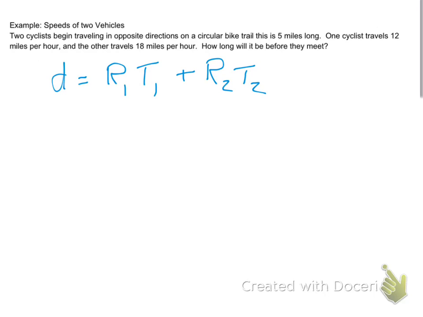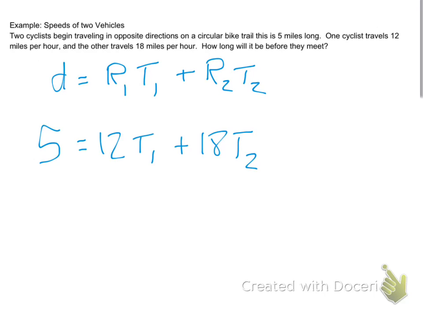We know some of that. We know the distance is 5. What's the rate of the first biker? First guy's biking what? 12 miles an hour. We don't know his time yet, do we? What's the second guy? 18. We don't know this guy's time. Now we have an equation with two variables.